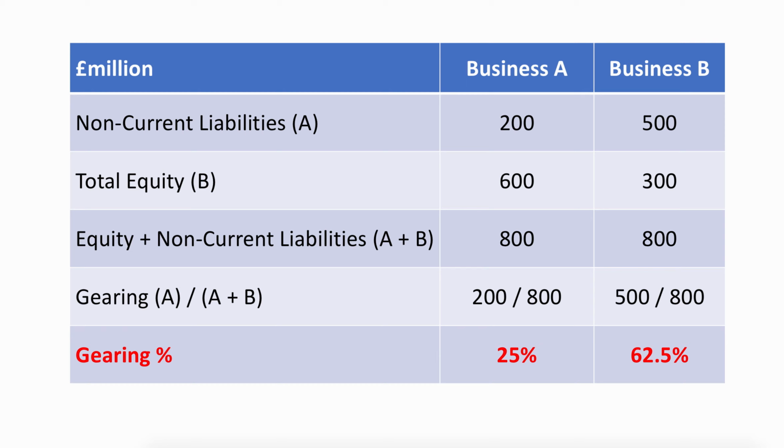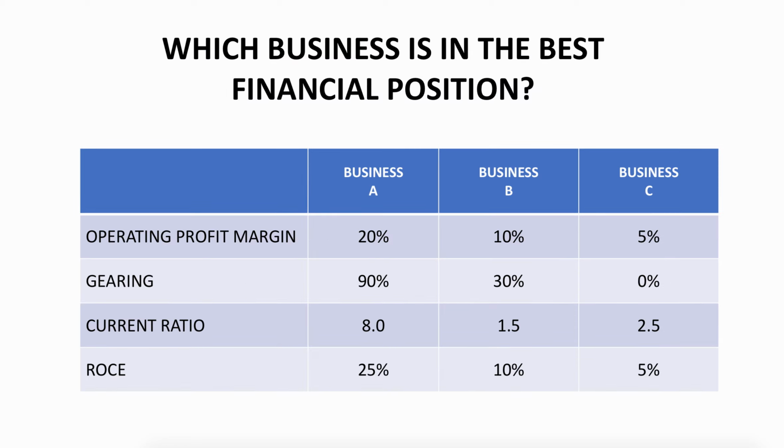There's no reason that 62.5% is much worse or better than 25%. Don't believe the textbooks that say gearing over 50% is bad news, because most textbook authors have never run a business, and a lot of businesses succeed very well with high levels of gearing if they can afford to pay the debt. So let's finish off by asking you to think about this data here. Which of those businesses do you think is in the best financial position? So pause the video and have a look at the data and decide based on your judgment which is in the best financial position. Have a go.